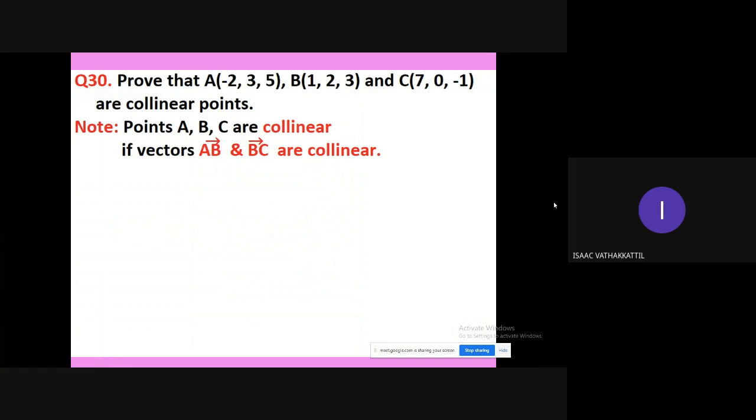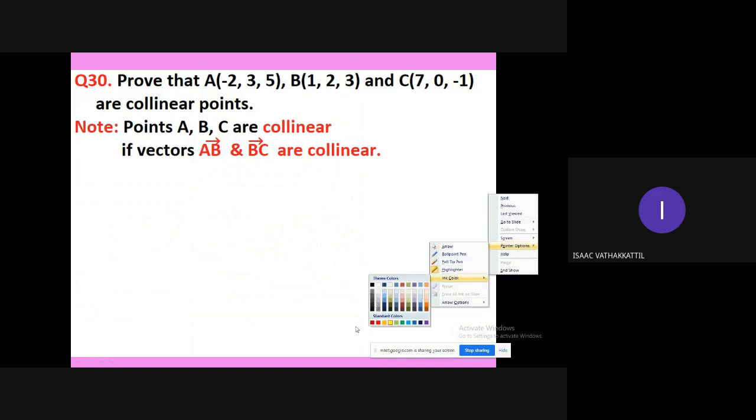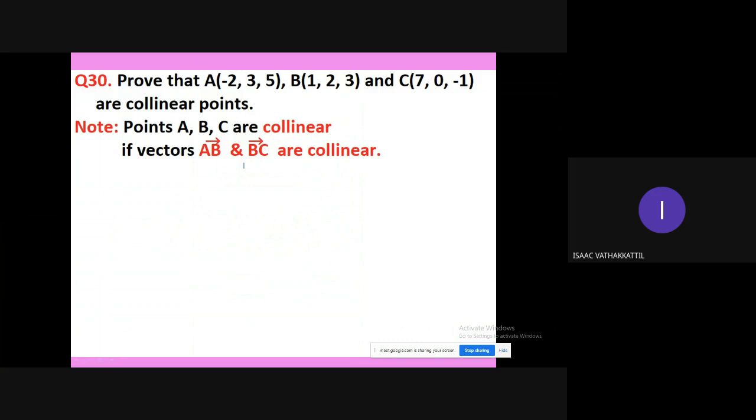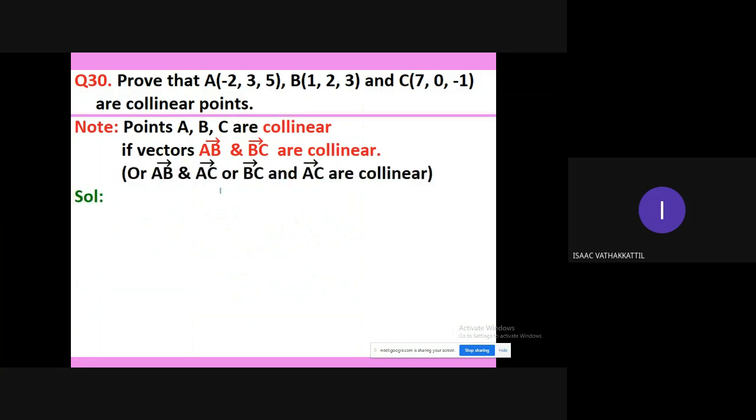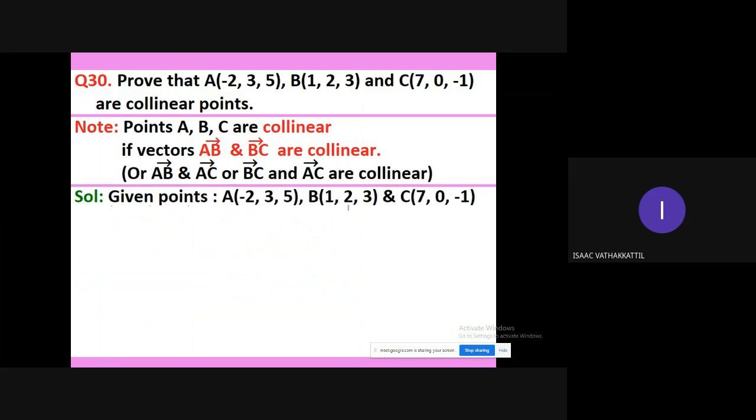See, simply two vectors are collinear doesn't mean all points on those vectors are collinear. But here there are two vectors AB and BC in which one point is common. If AB and BC are collinear vectors where B is a common point, then points A, B, C are collinear points. Either we can say AB and AC or BC and AC. It makes no difference. So you are given points A, B, and C.